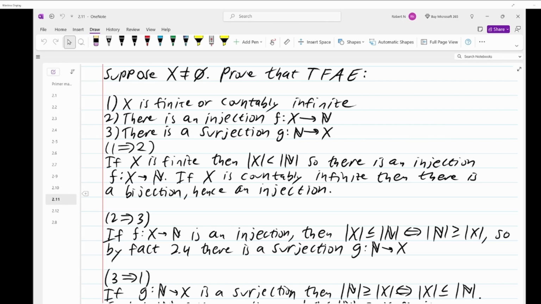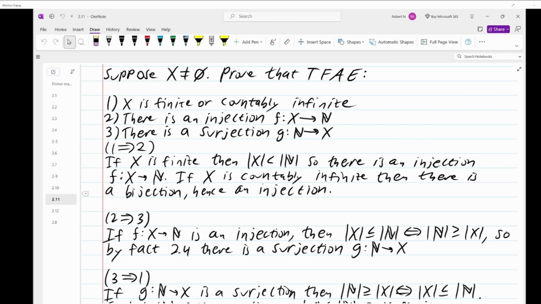Okay. What we do here, when we're given a list, is go 1 implies 2, 2 implies 3, and 3 implies 1. So 1 implies 2. X is finite. Then the cardinality of X is going to be strictly less than the cardinality of N. So there's an injection from X to N. That makes sense to me. And if X is countably infinite, then there's a bijection between the sets. That's what countably infinite means. And hence, bijections are injective. Hence, there's an injection from X to N.